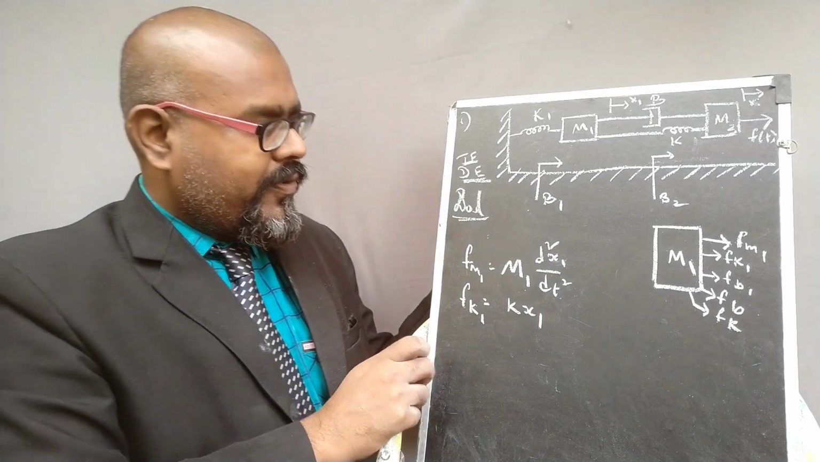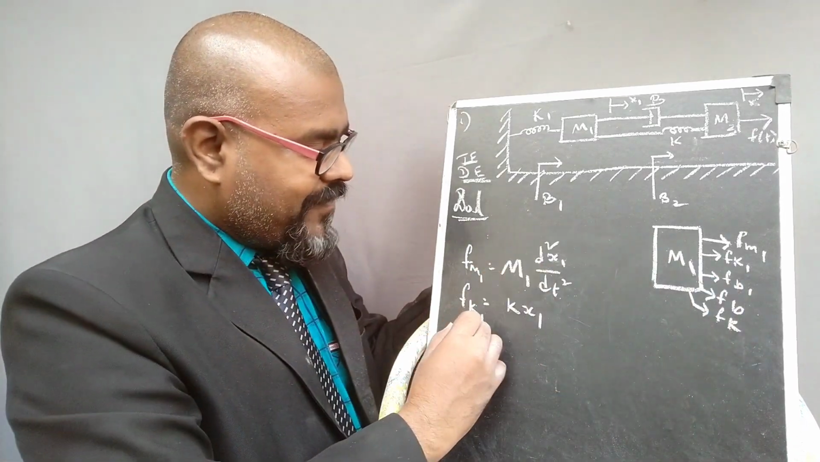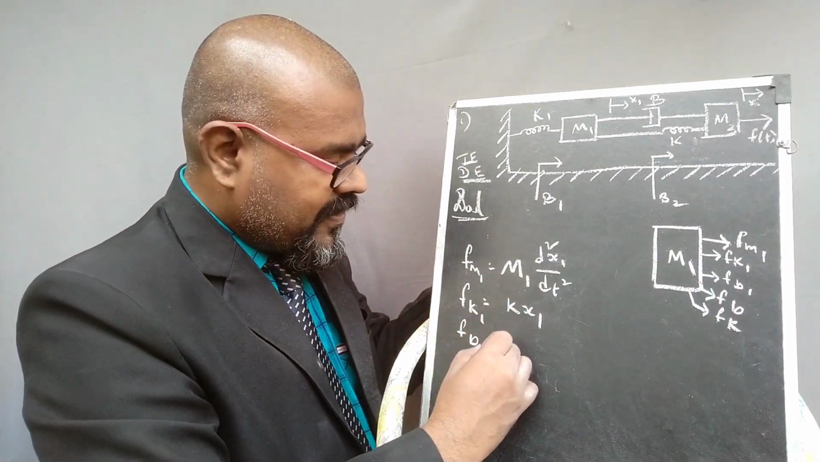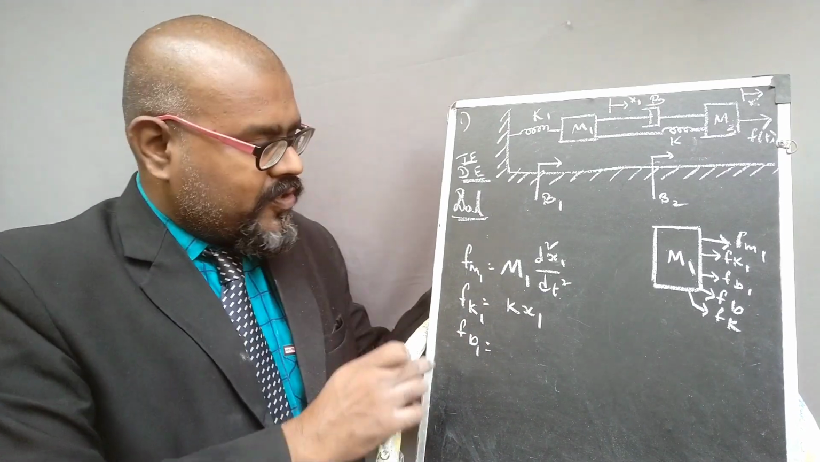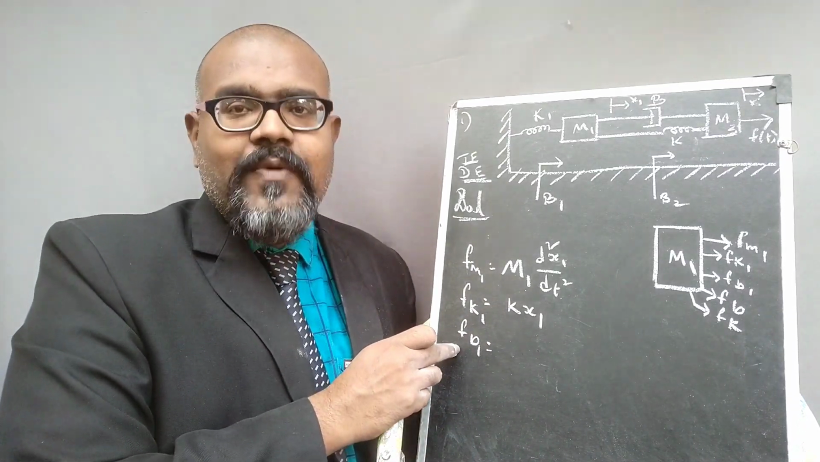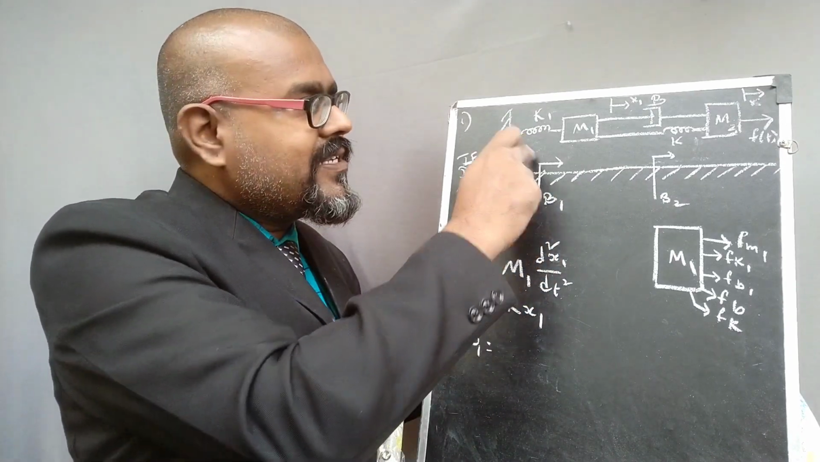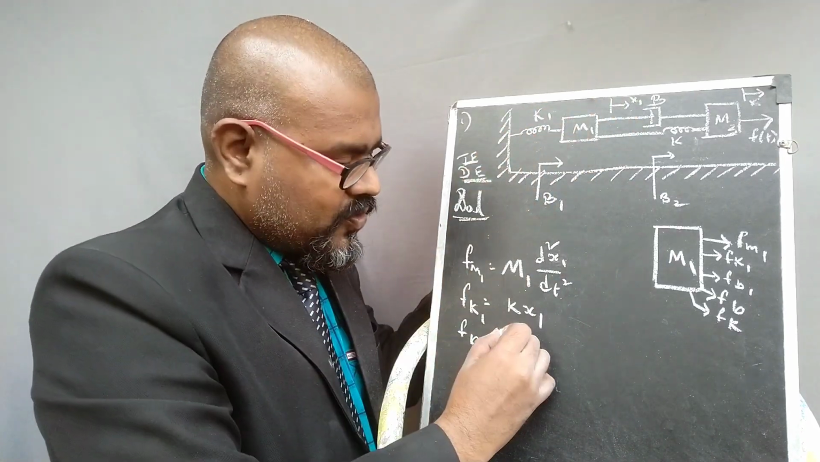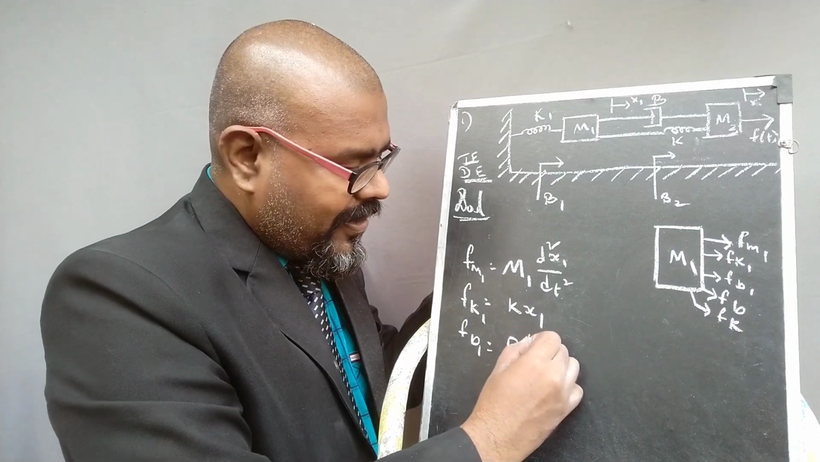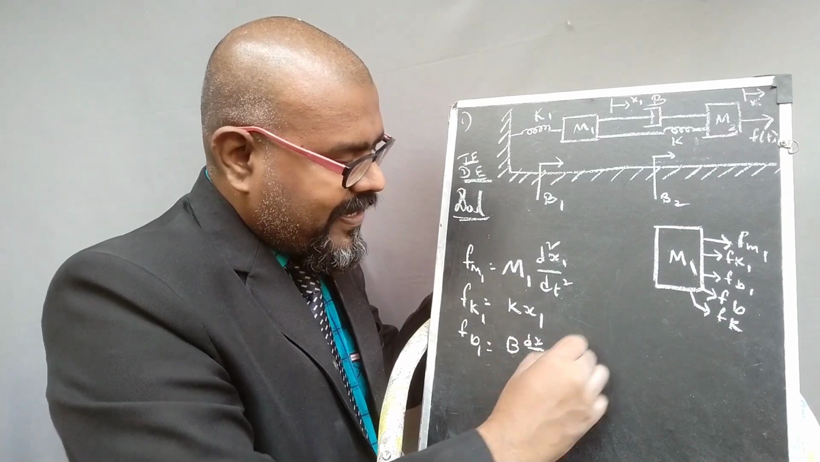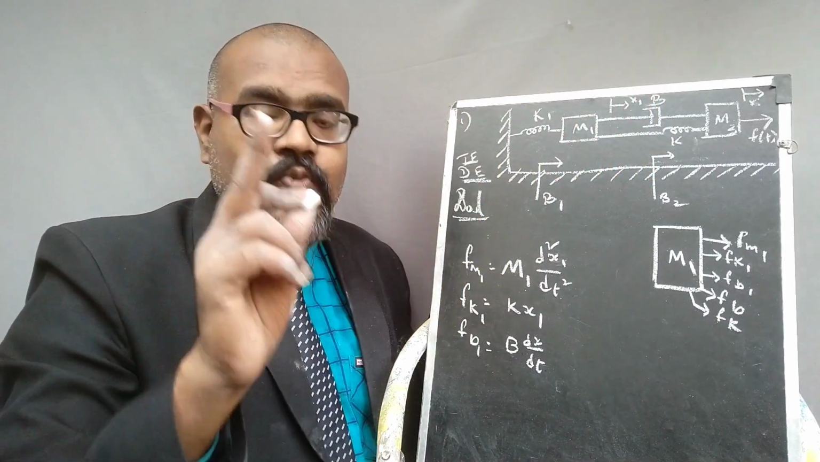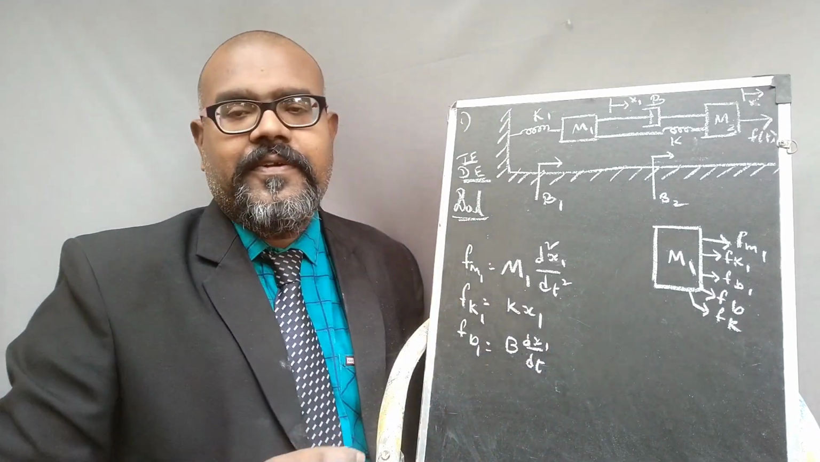Then the next part is Fb1. Please remember all this. Here Fb1 is the frictional force, and it attains the displacement x1. We know that it is capital B into dx by dt, but here the displacement is x1, so we need to put x1 here.